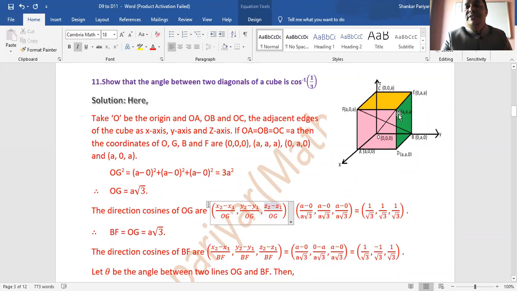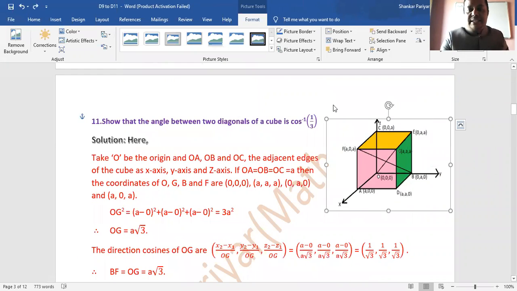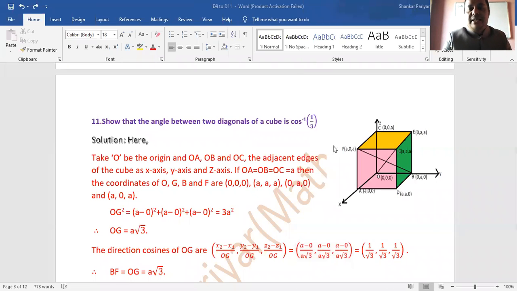Actually, the coordinate of O goes to x1, y1, z1. You can see here, therefore, x2 means a minus 0 by a root 3, b minus 0 by a root 3, z2 minus z1 by a root 3. Now the a in numerator and denominator you can eliminate. Finally, you will get 1 by root 3, 1 by root 3, 1 by root 3. Actually, we got the directional cosines of OG.